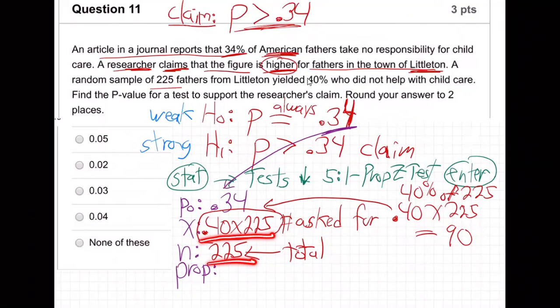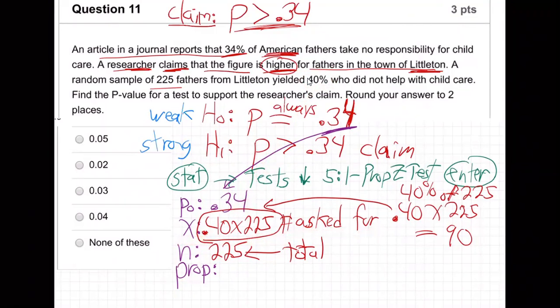So that's a little tricky, isn't it? Normally, they just hand us this number, don't they? Normally, they just directly tell us, 225 dads were surveyed and 87 of them didn't help with childcare. But this time, instead, they gave us the percentage. So we have to figure out the number ourselves. 40% of 225. So remember, this x here is the number asked for.